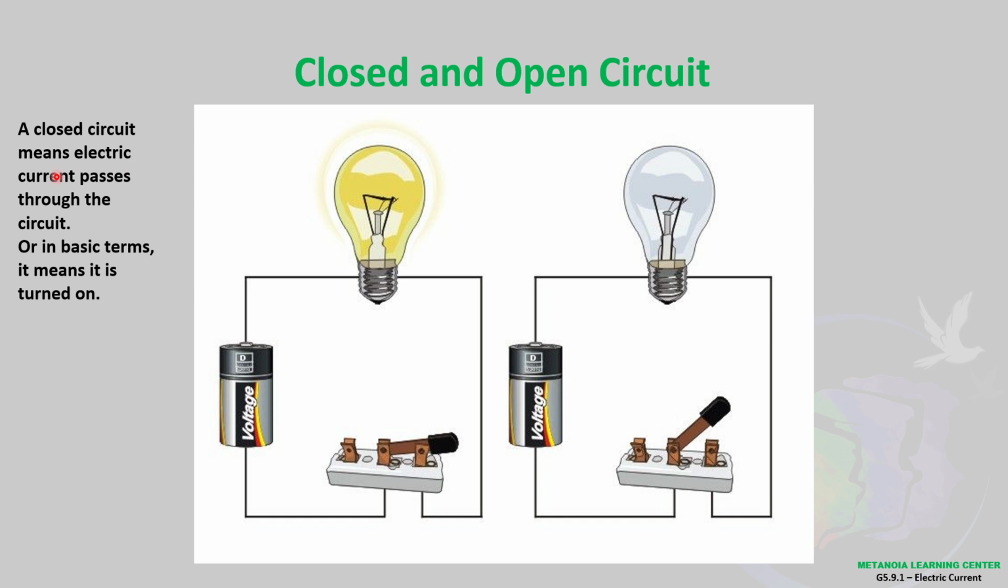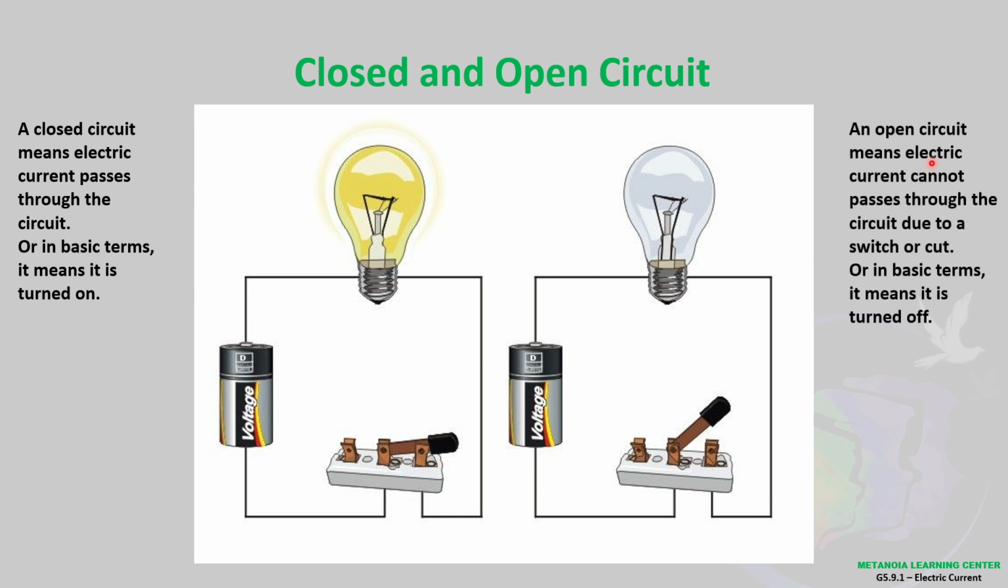So a closed circuit means electric current passes through the circuit, or in basic terms, it means it is turned on. Okay, naka-switch on siya. While an open circuit means that electric current cannot pass through. Okay?